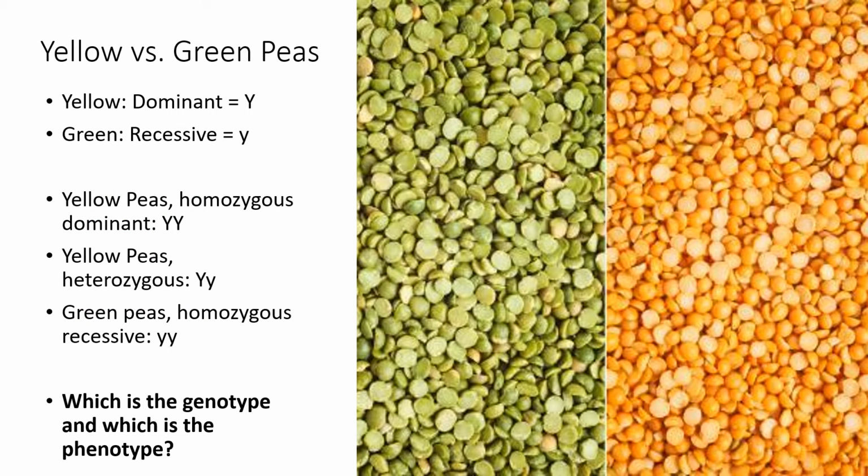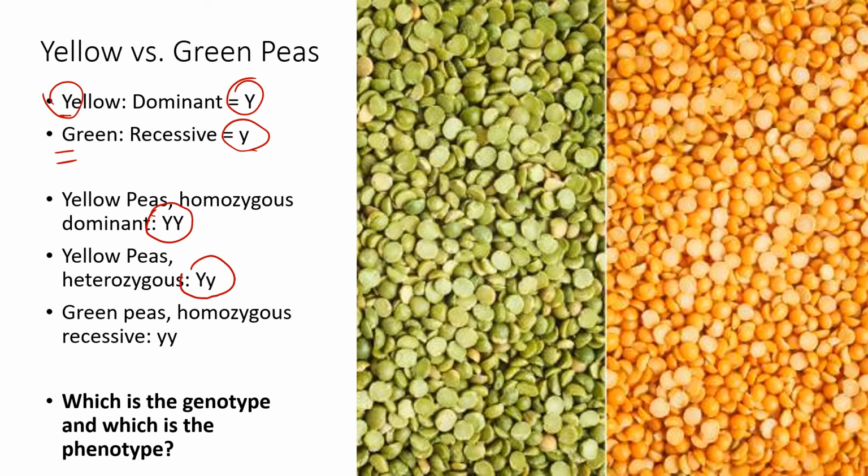So, for example, yellow versus green peas. Yellow is dominant, green is recessive. Notice how I'm using the first letter of the dominant trait to symbolize what is considered dominant. So yellow, a capital Y, is dominant. If it's going to be recessive, which green is, you have to designate that with a lowercase y. This is showing that yellow is a dominant color for peas. If you have yellow peas, you can have 2 different genotypes. You can have a homozygous dominant, which is 2 capital Y's.